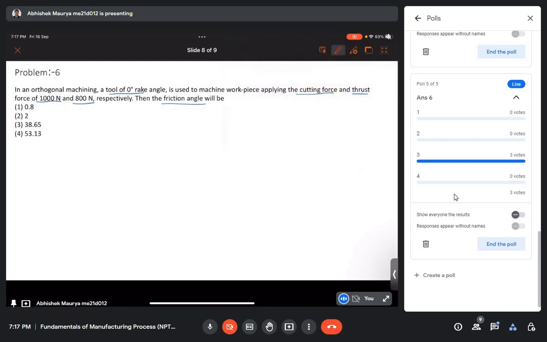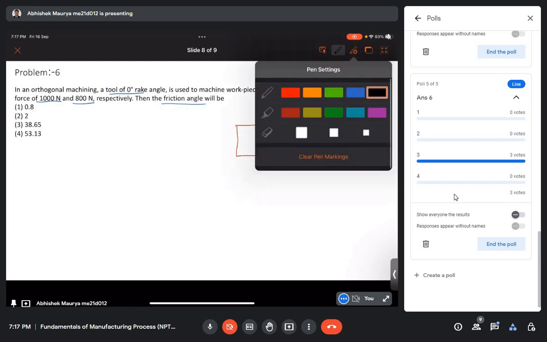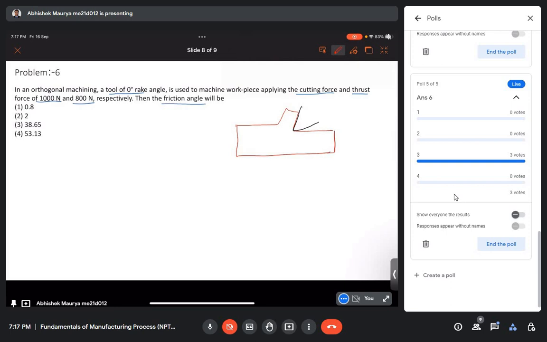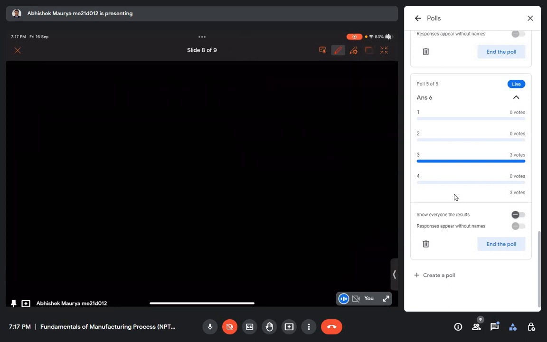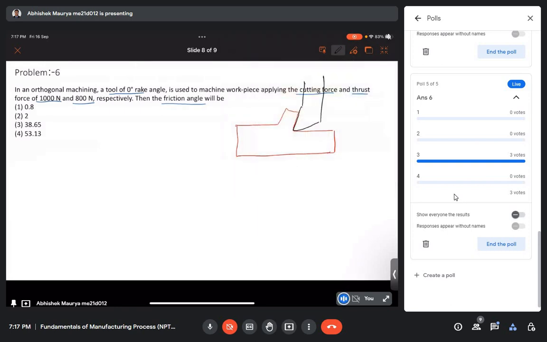Like earlier we were drawing, we have the workpiece, and we have a cutting tool from which we are trying to cut the workpiece. Our tool is somewhat like this. And again, we are applying a thrust force Ft and a cutting force Fc. So what are the forces which will be generated in this process? We will try to look at those forces.